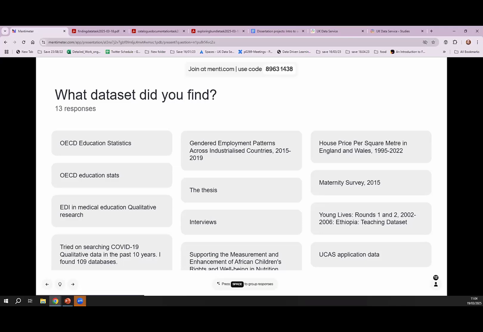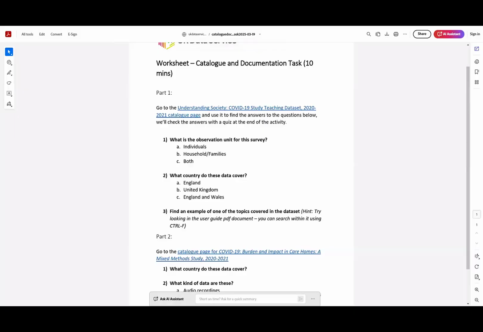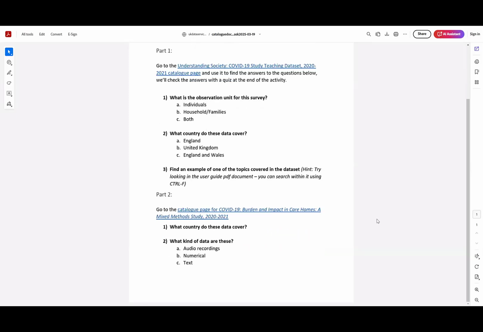If not, I'm going to pop up our next task, which is just to have a go at exploring some of that documentation that we talked about. So for this task, we're going to have a go at popping to the catalogue page for some of the Understanding Society data and finding information on those data sets. Do jot them down or keep them in mind, because we are going to feed back on Mentimeter and see what you found as well.